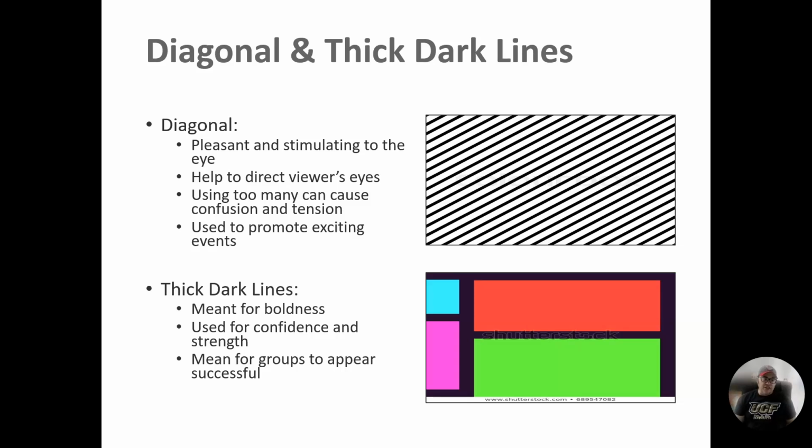Now, thick dark lines, unlike diagonal lines, are meant for boldness. They're used for strength and confidence, and they're meant for groups to appear successful. We tend to see these a lot in promotional events, rock groups, movie posters. Big lines help promote big things, and that's why we tend to see them a lot in very high promotional events.